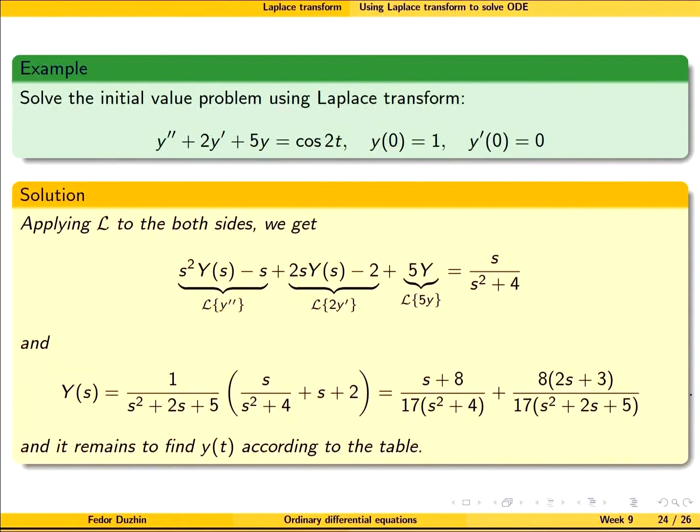So again, in order to solve an initial value problem using the Laplace transform, what we do is apply the Laplace transform to both the left-hand side and the right-hand side of the differential equation. Then this gives us an algebraic equation on the Laplace transform of the answer. And then after a lot of algebraic calculation, we apply the inverse Laplace transform, and this gives us the final answer.